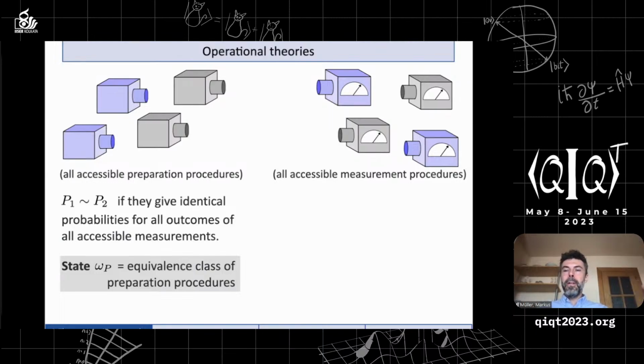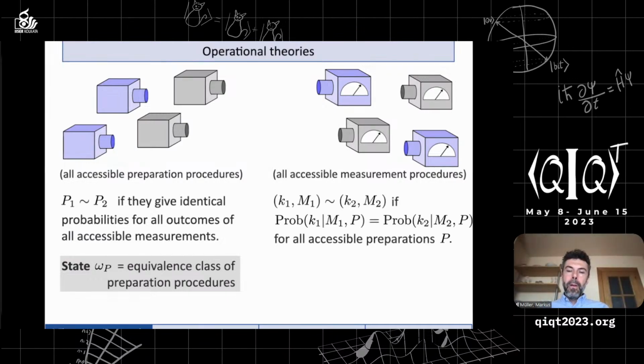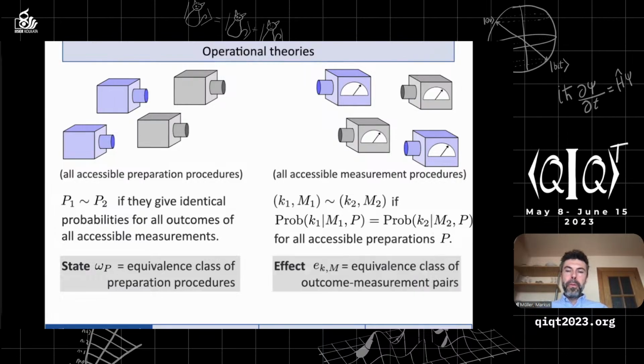Measurement procedures are assumed to have a physical system as an input and to give you a classical outcome that you can read off. And then you say for any pair of measurement M and outcome K, I call two such pairs equivalent if the probability of this outcome given that measurement is identical to that of the other outcome and measurement for all possible preparations. If you group together these pairs, then what you find is an effect. An effect is then an equivalence class of outcome measurement pairs.